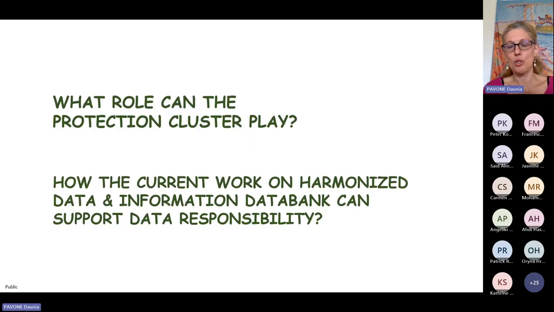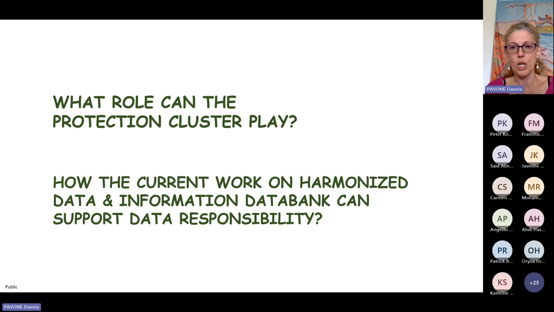Now, my first question to you is, what role can the protection cluster play in data responsibility and in implementing data responsibility in your daily work, or in your country coordination and IM work? And I know it's really difficult to start answering a question.